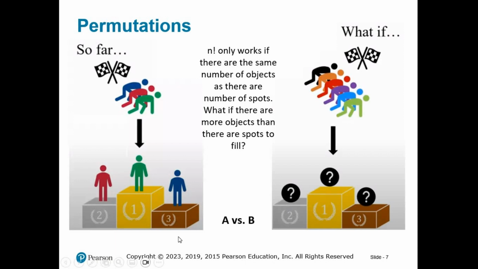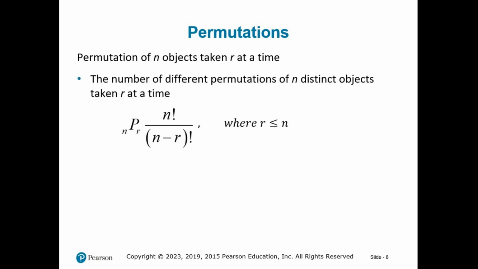So look at these different situations, A versus B. The first one we would just use factorial. The second one we're going to have to use something a little bit different. That's when we have to consider permutations. A permutation is the number of different permutations of n distinct objects taken r at a time. Here's the formula for a permutation. We read it n permute r.